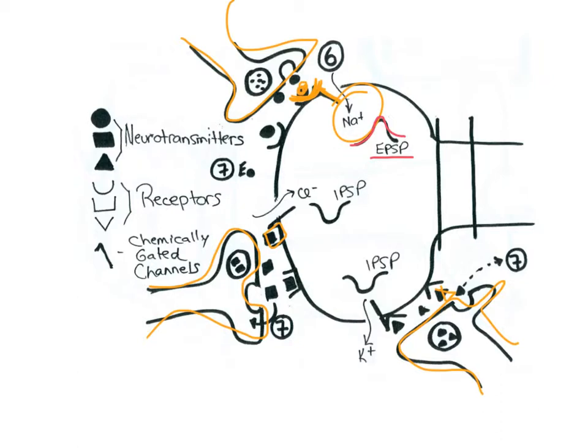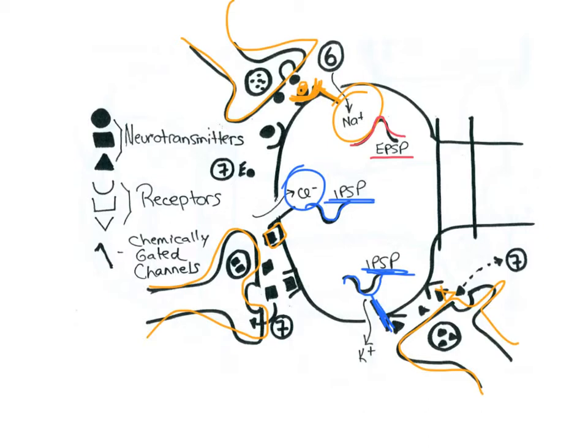Alternately, here we have a chemically gated potassium channel, which is going to cause a hyperpolarization and an inhibitory postsynaptic potential. Another ion that can move to cause an inhibitory postsynaptic potential is chloride. If chloride moves in, it's bringing negative charge into the cell, making it more negative, and again causing a hyperpolarization and an IPSP.